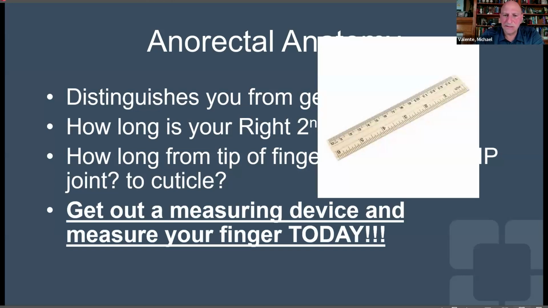And we're going to talk about those things today. So make sure you get your measuring device out, measure your finger. I know it sounds crazy, but this is what I had to do when I was a fellow, and it's one of the most important things you're going to do.